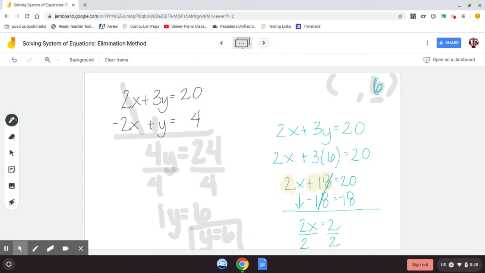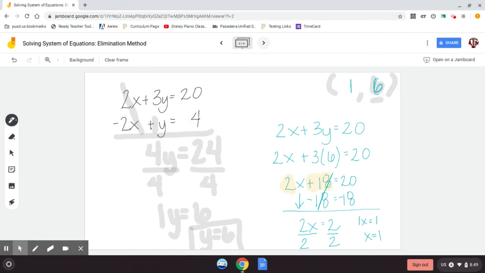2 over 2 is 1. The x comes with it. And 2 over 2 is 1. And we know that 1x is the same as just x. So the x value is 1.